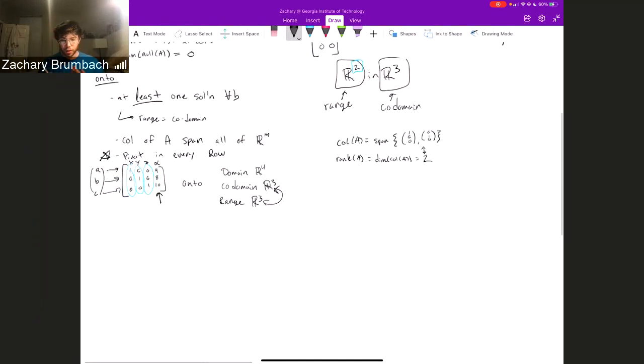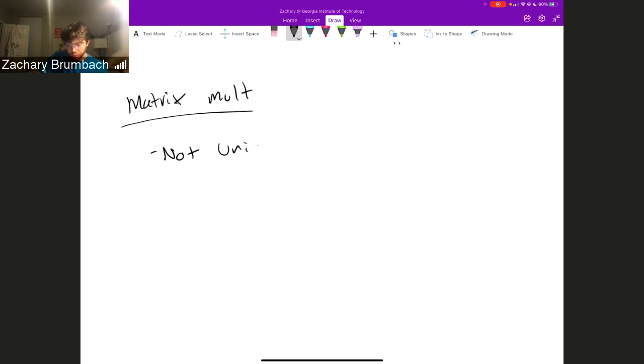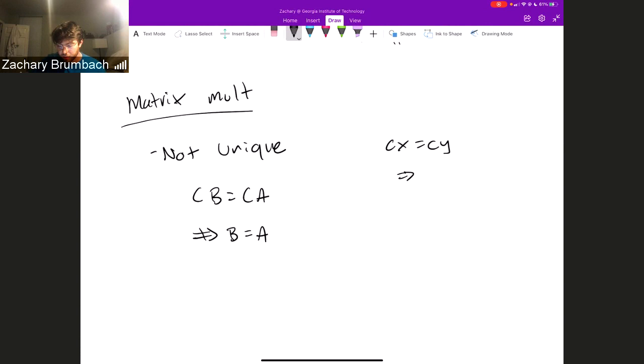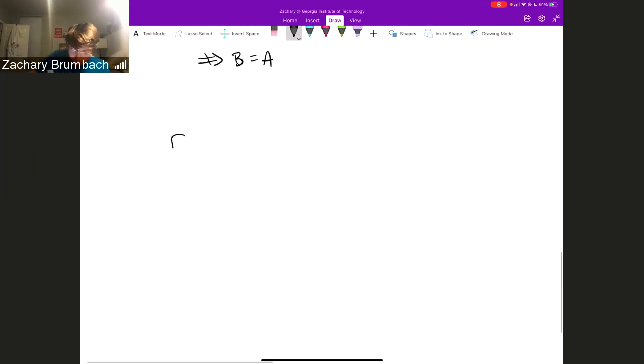Okay, so that's one onto column space and null space, and now let's talk quickly about how to do matrix multiplication. One of the things you learned in the worksheet is that it is not unique. What that means is if CB is equal to CA, that does not mean B is equal to A. Matrix multiplication is not unique in the way that in general algebra, CX equals CY means X is equal to Y. This is in algebra, and this is in matrix multiplication. That's just a statement. We talked about it on one of the worksheets. So how do we do it? We have 2 matrices.